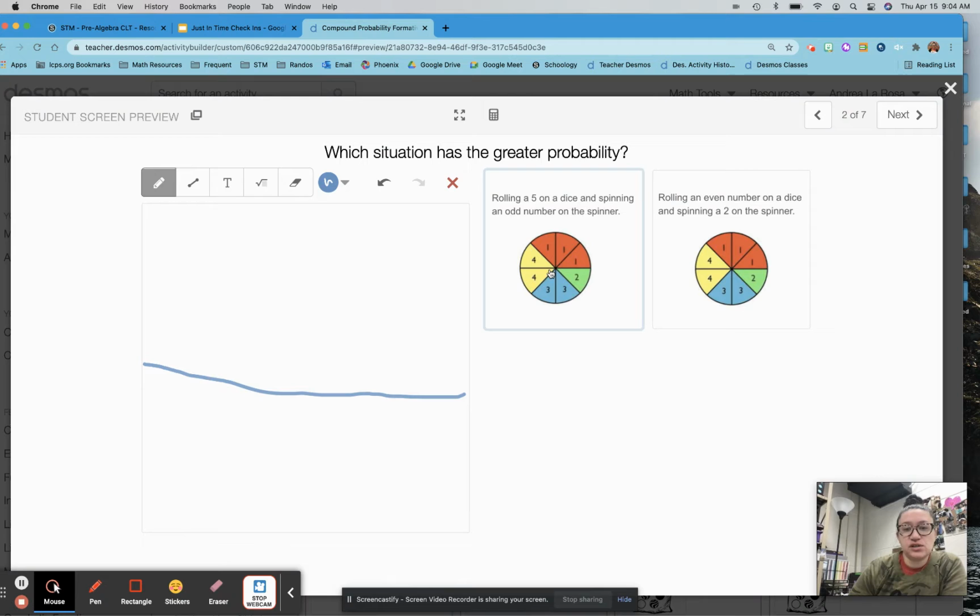So for my first one, my option on the left, it says the probability of rolling a 5 on a dice. A lot of people thought it was a 5 on the spinner, but we've got to read the probability of 5 on a dice and then the probability of an odd on a spinner.